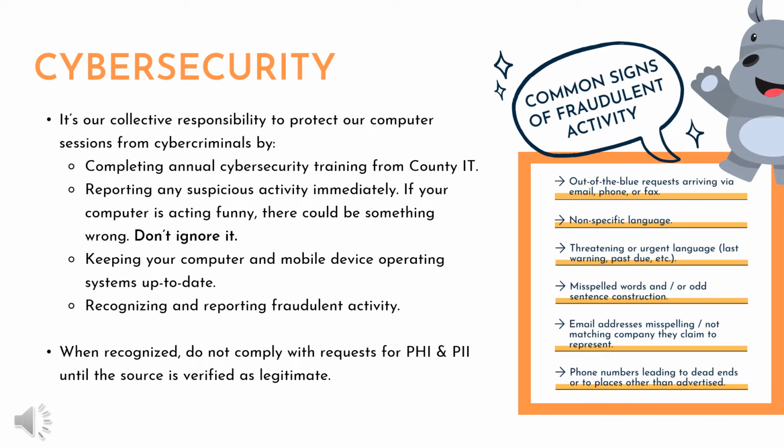Review the signs of fraudulent activity on the right of the slide so that you know how to recognize a potential threat. You can also assist in upholding PHD cybersecurity systems by completing the annual cybersecurity training, reporting suspicious activity immediately, running system updates in a timely manner, and reporting if your computer is acting strange. Do not comply with any requests for PHI or PII until you have verified the source is legitimate. When in doubt, ask your supervisor or a member of the compliance team for assistance.